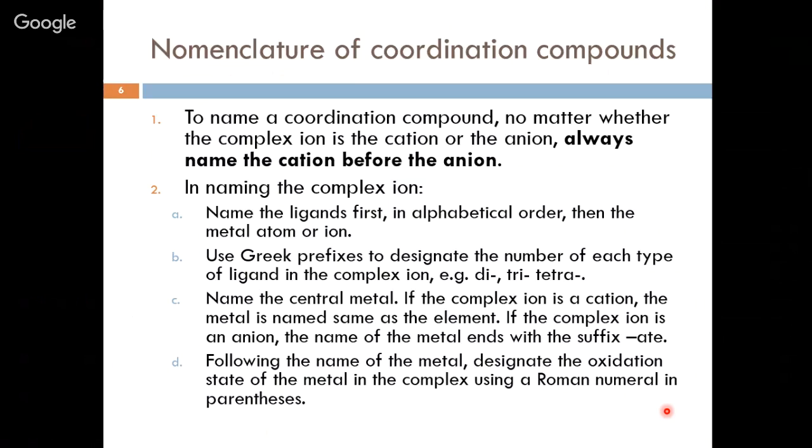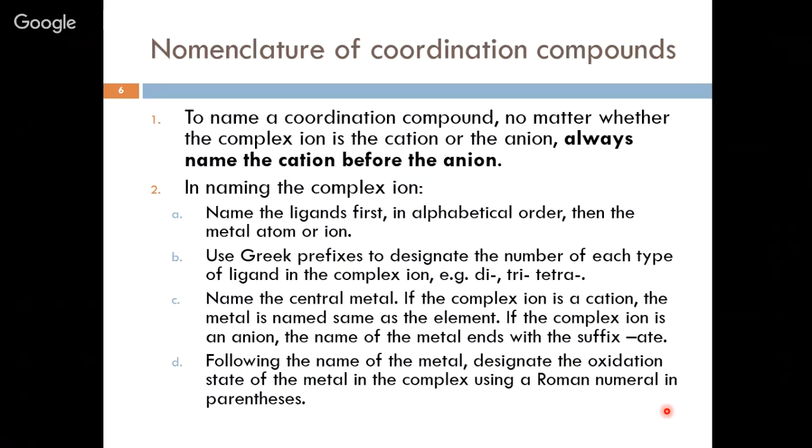So we always name the cation before the anion. This seems like sort of a funny rule, but it's actually a rule that you've been using and you might not be aware of. If we have an ionic compound like sodium chloride or potassium chloride or potassium bromide, we've named all of those with the cation first and then the anion. We use the same rule here.